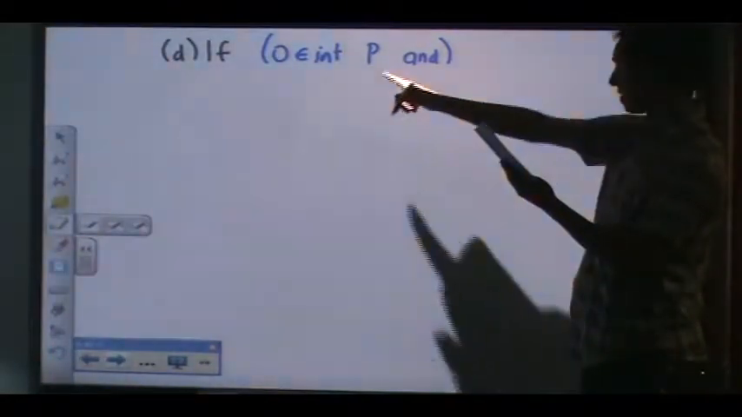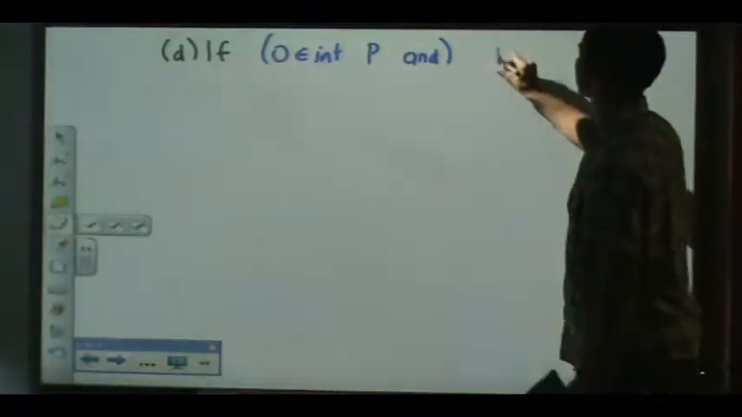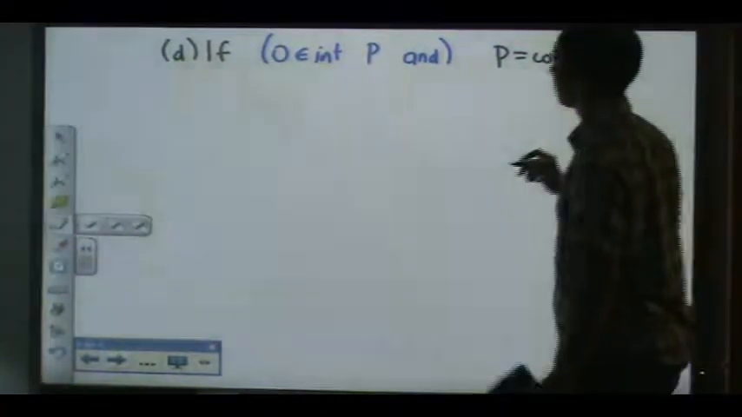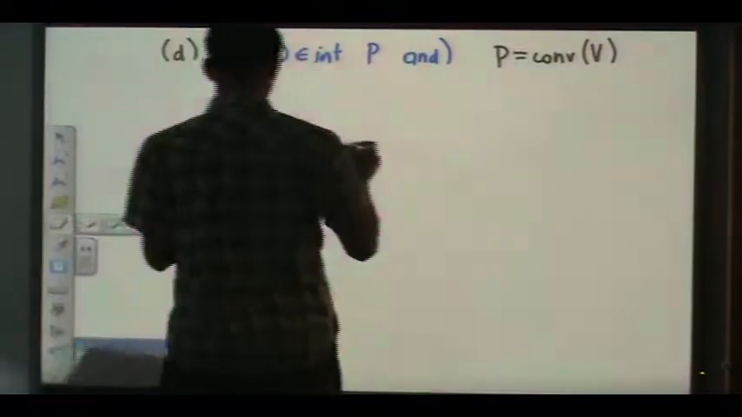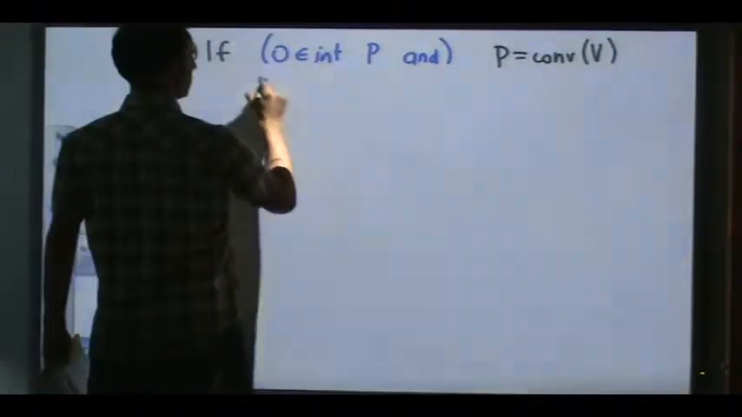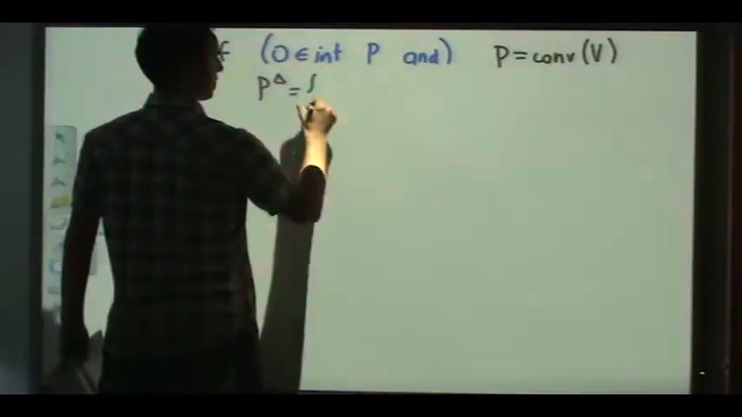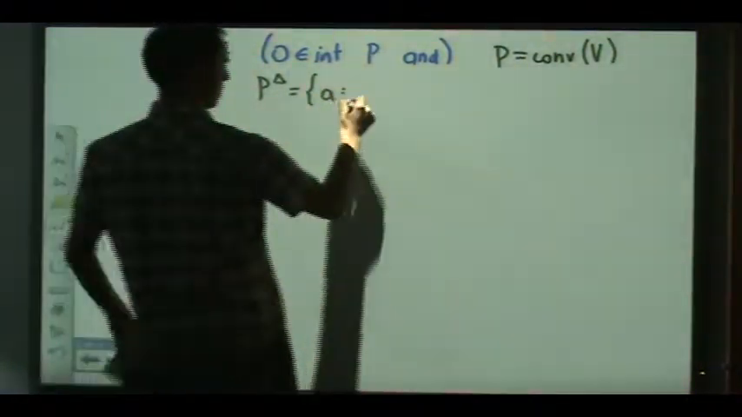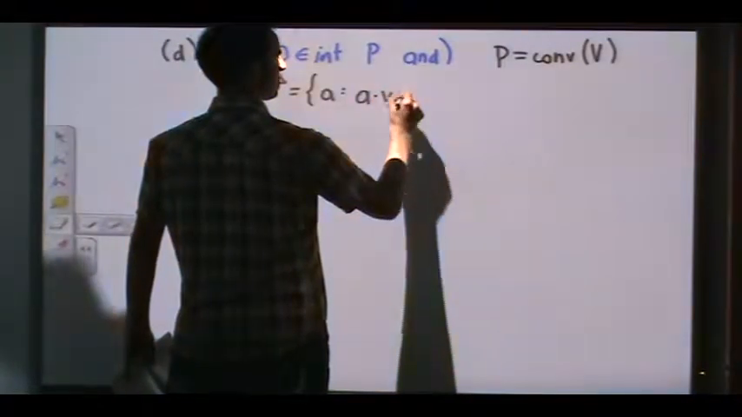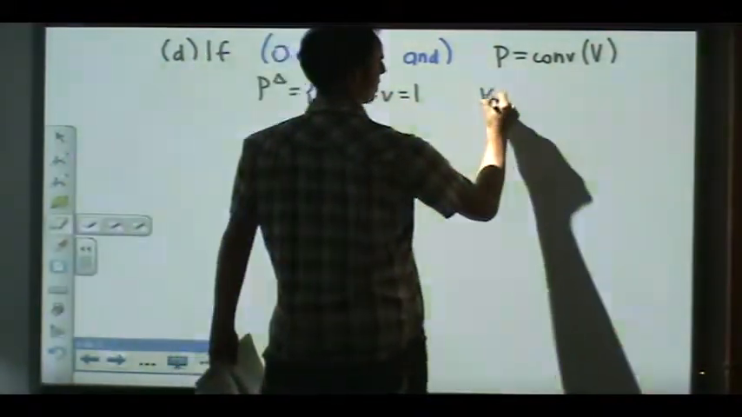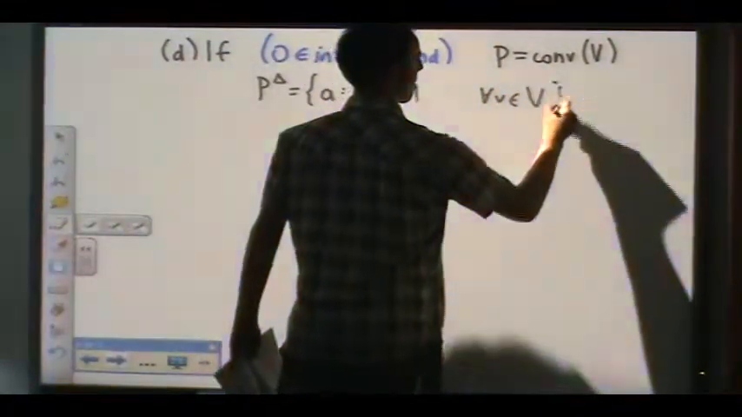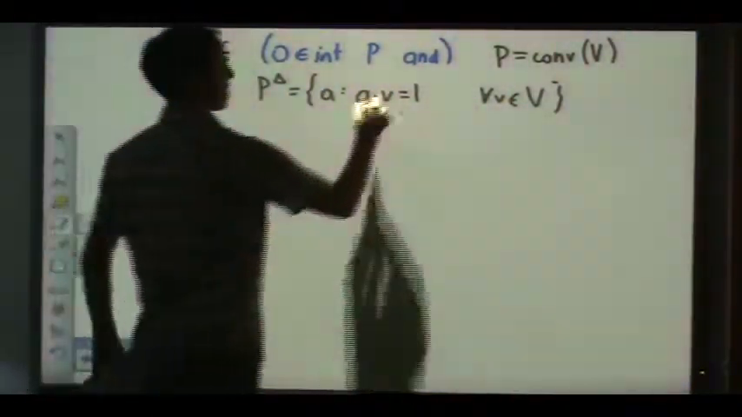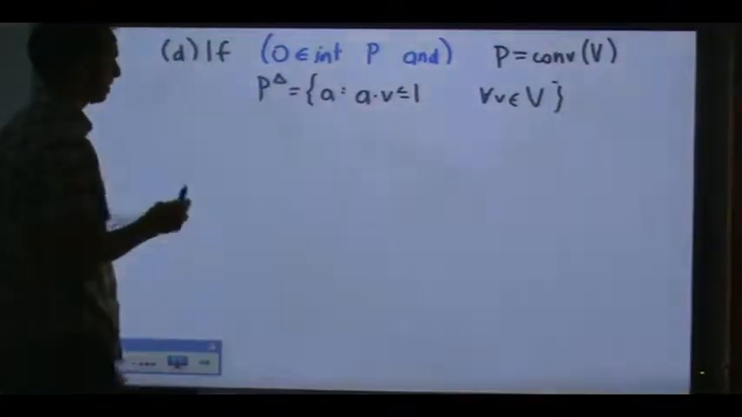If 0 is in the interior of the polytope and P is the convex hull of V, then P dual consists of the points A such that A dot V is less than or equal to 1 for all V in V. Thank you.